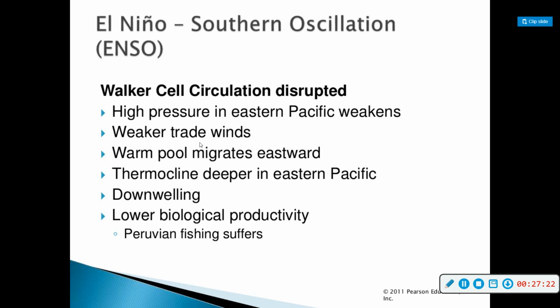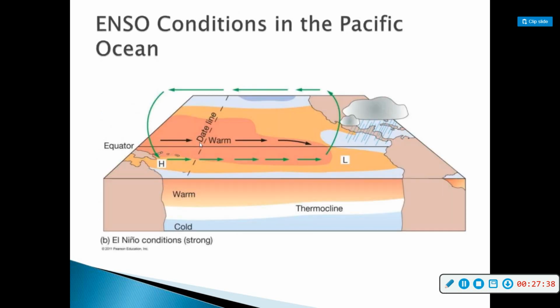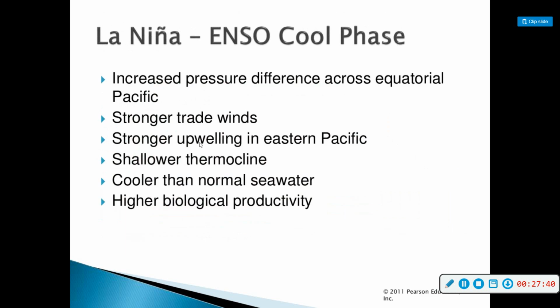So the Walker cell circulation is disrupted. High pressure in the eastern Pacific weakens. Weaker trade winds. The warm pool migrates eastward. The thermocline is deeper in the eastern Pacific. You have downwelling, and then you have lower biological productivity. And then we have a picture.